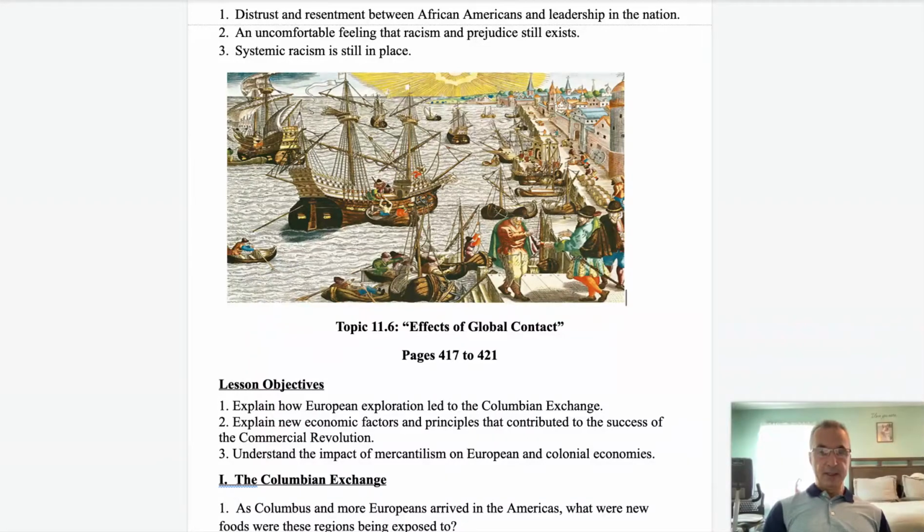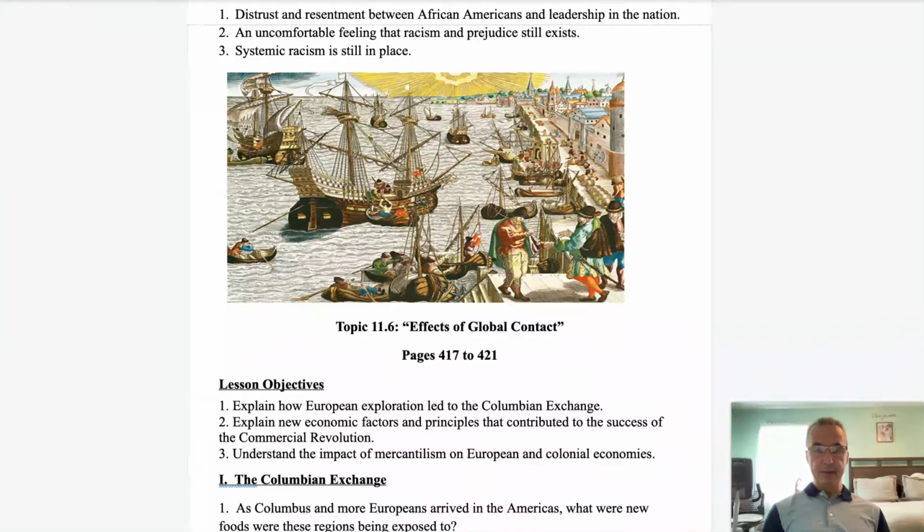We'll explain how European exploration led to the Columbian Exchange. We'll explain new economic factors and principles that contributed to the success of the commercial revolution. And we'll understand the impact of mercantilism on European and colonial economies. So first, we'll look at the Columbian Exchange.